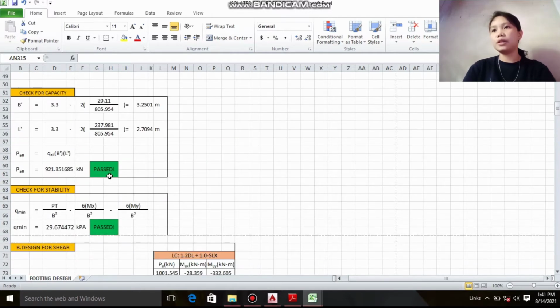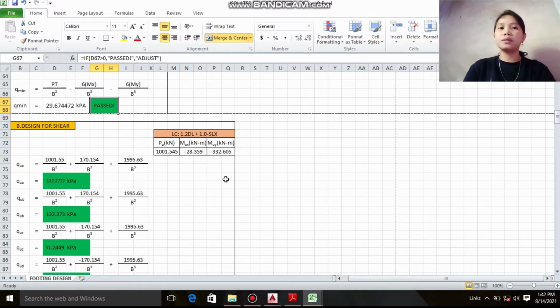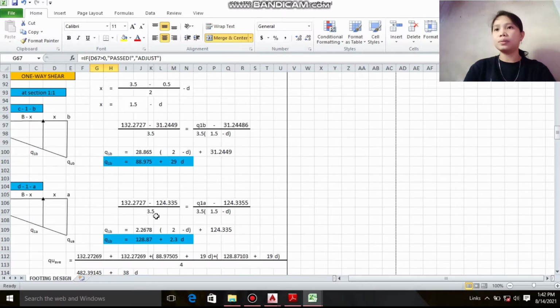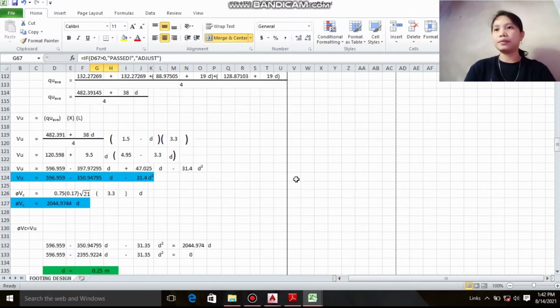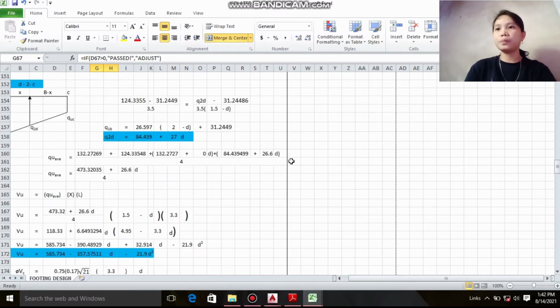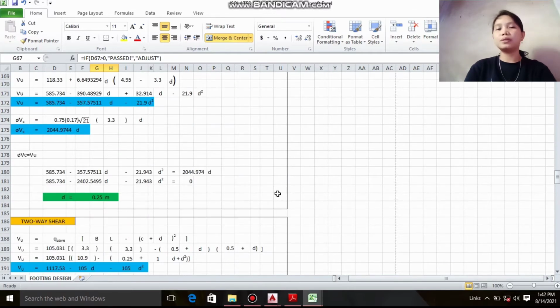And the design for shear, the one-way shear at section 1 by 1. So the depth is 0.25 meter distance. The one-way shear at section 2 with Z equals 0.25 meter.